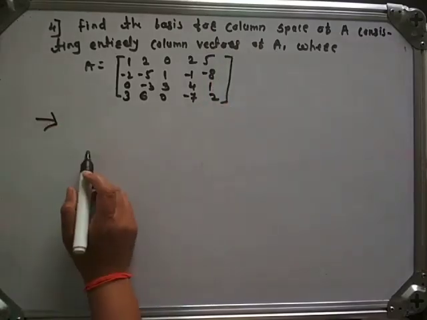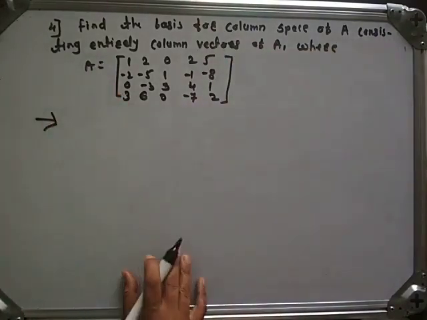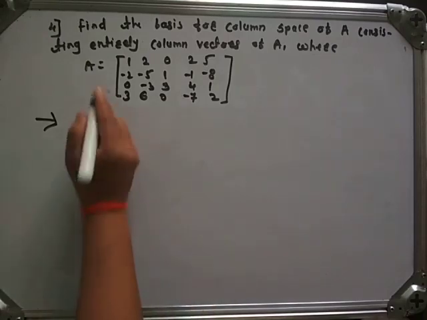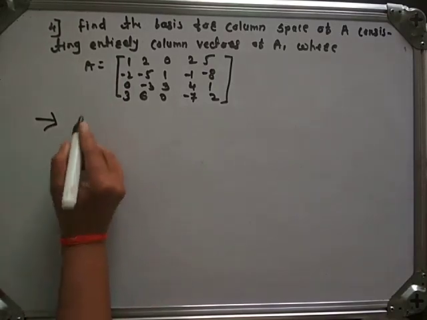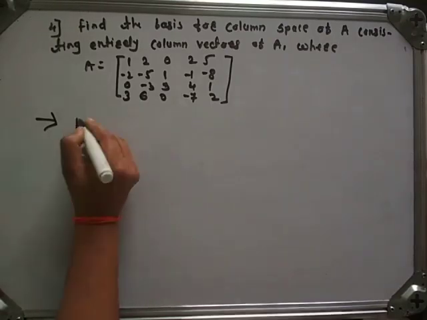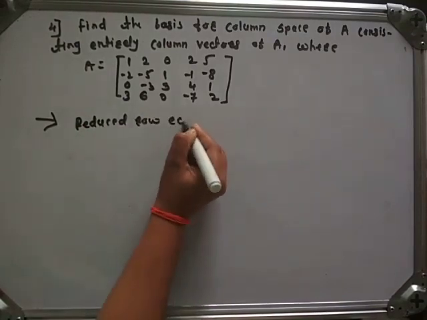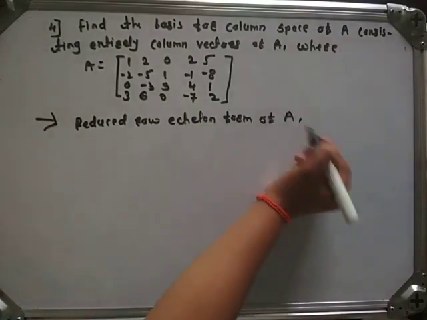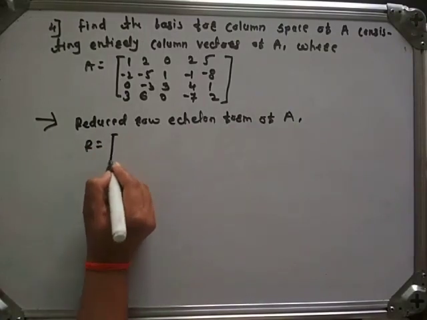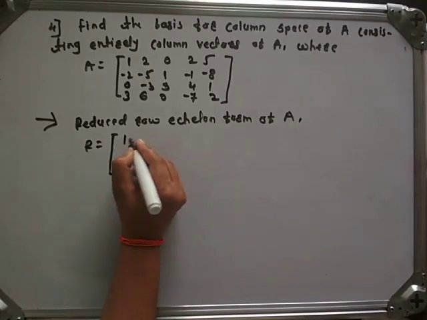Solution. See here, students, we have to find the basis for the column space of A consisting entirely of column vectors of A, where A is given. First, we have to obtain the reduced row echelon form of A. So, I will directly write here the reduced row echelon form of A. Obtaining this reduced row echelon form of the matrix A is homework for you.